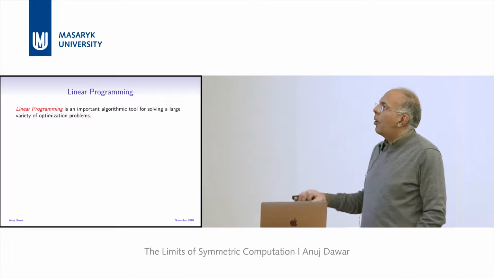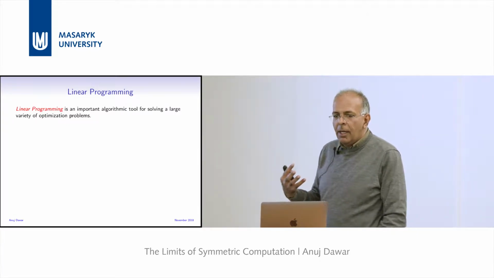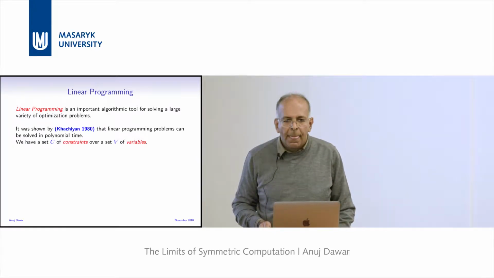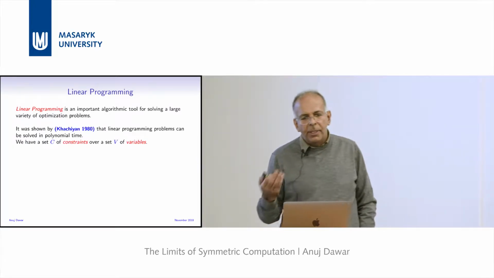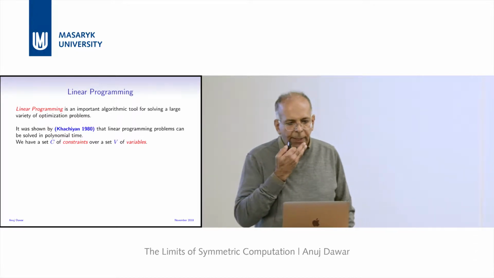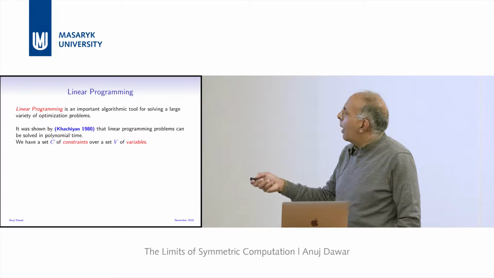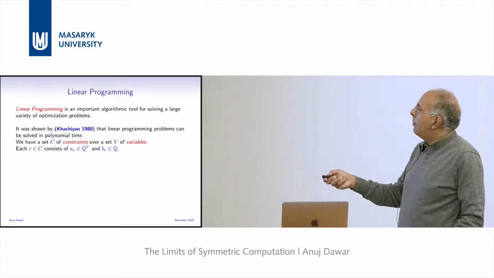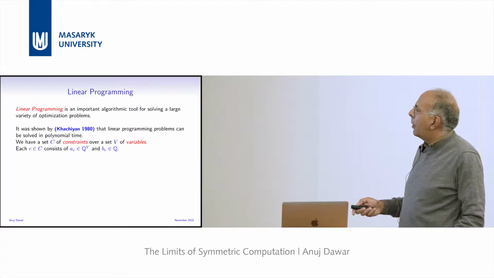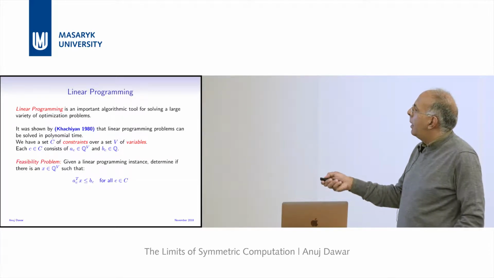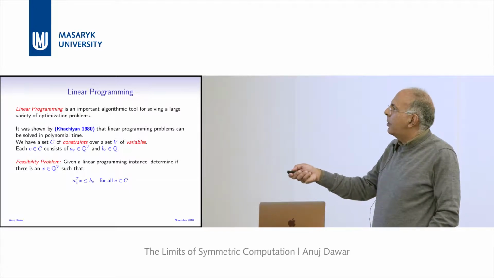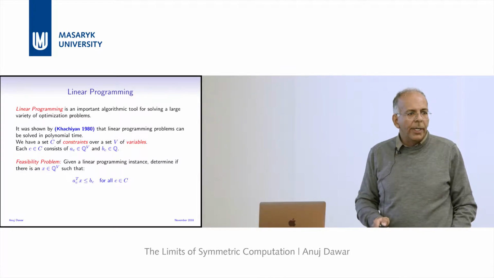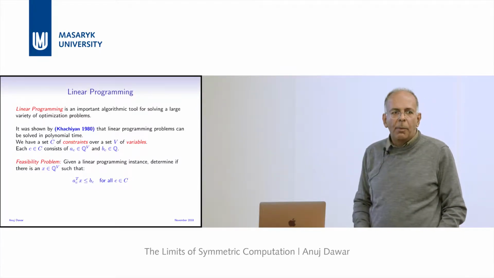This is linear programming. And linear programming is a very important algorithmic tool. A large variety of optimization problems are solved using linear programming. We know it's in polynomial time since 1980, the work of Khachiyan. So what is linear programming? We have a collection of constraints and a set of variables. Each constraint, let's say, is a rational vector and a rational constant. And given this collection of constraints, we want to find whether there is a solution, namely an x which satisfies this inequality for all the constraints. That's what the linear programming problem is.